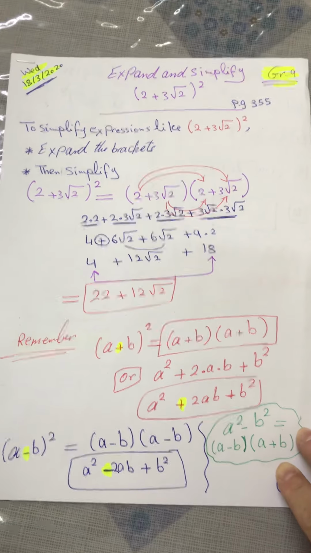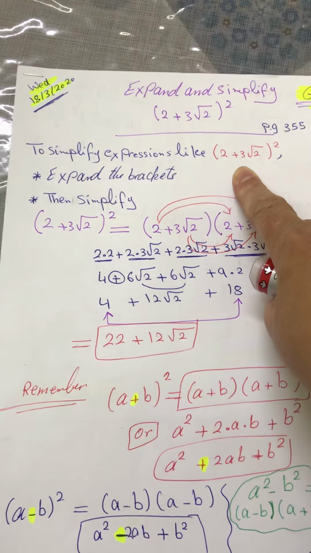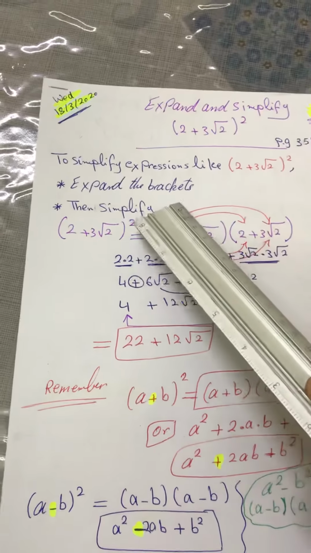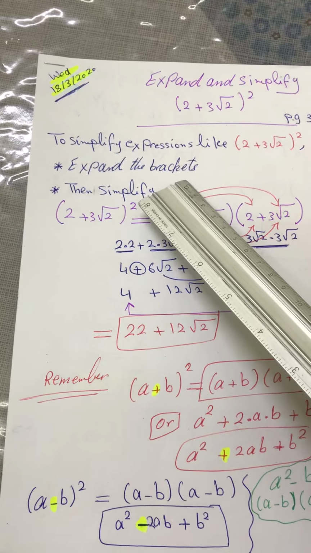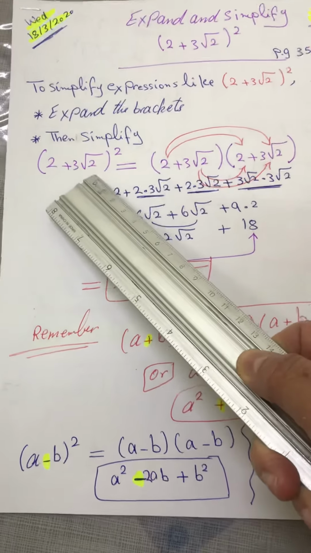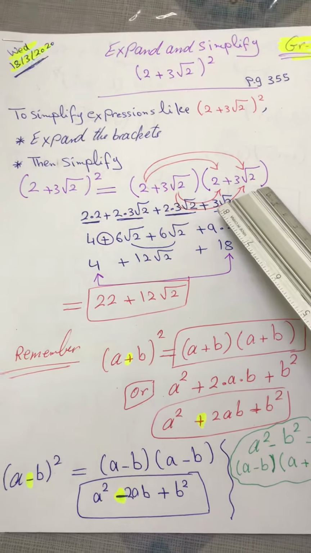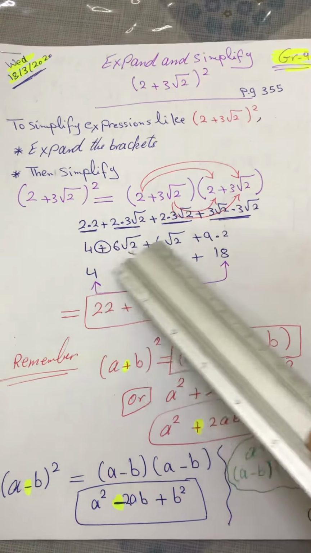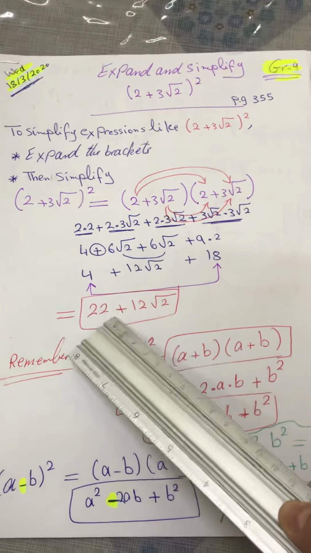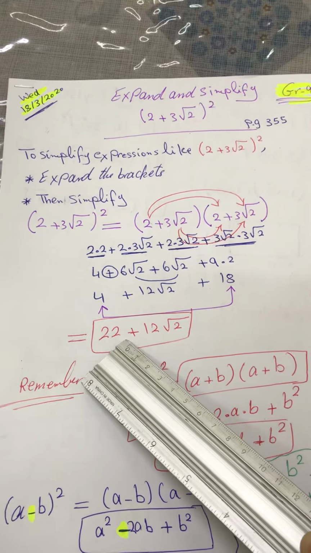To simplify an expression like this, you have to make 2 steps. The first step is to expand the brackets. The second step is to simplify. To expand the brackets like this, as I explained to you on the board, and then simplify, collect the like terms together. So it will be 22 plus 12 square root of 2.